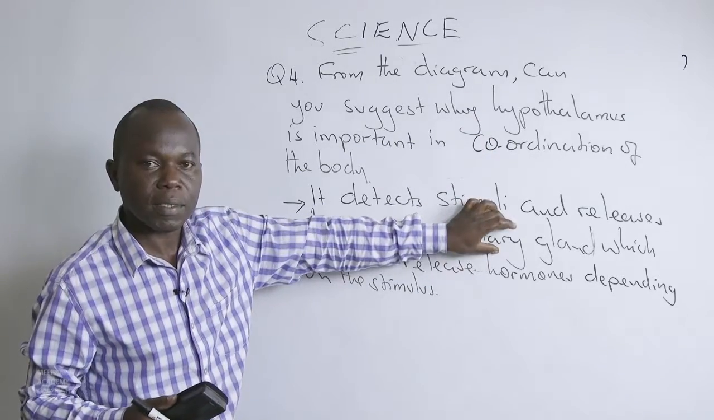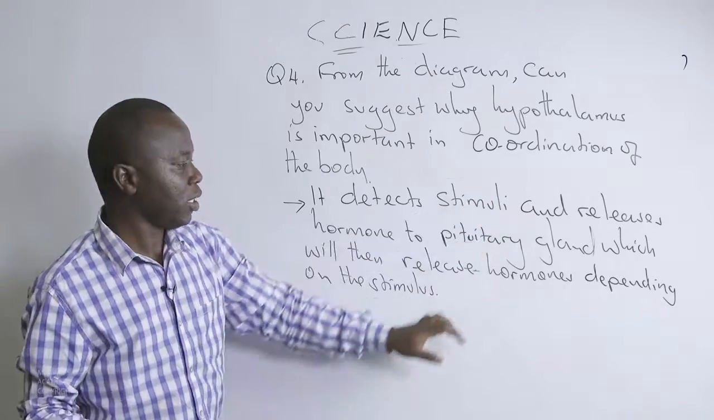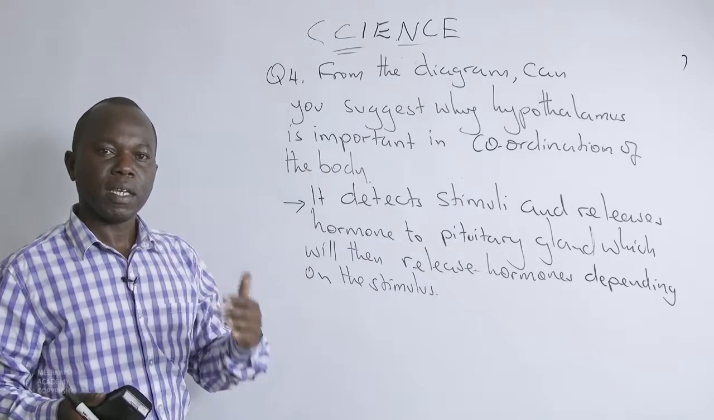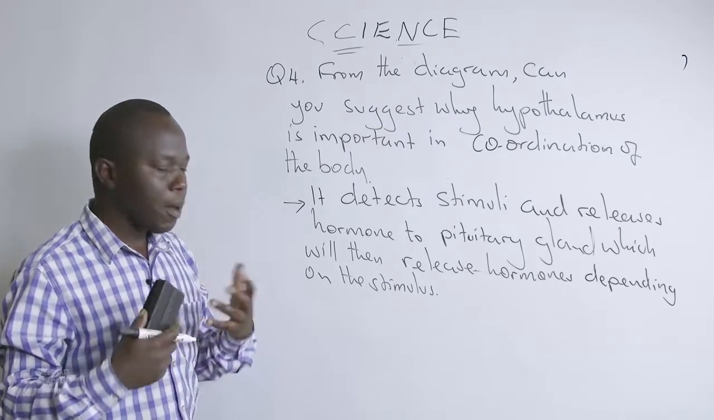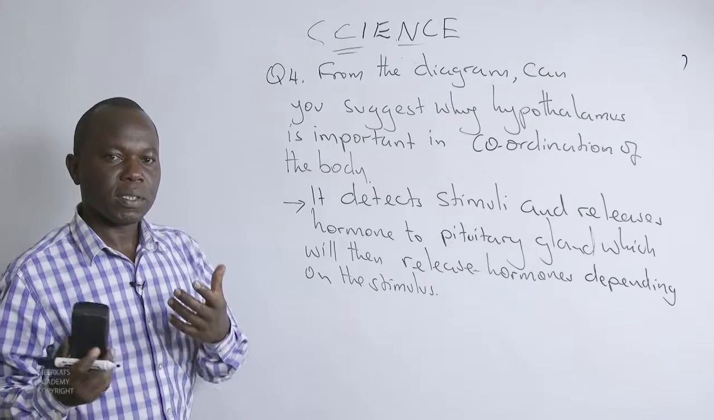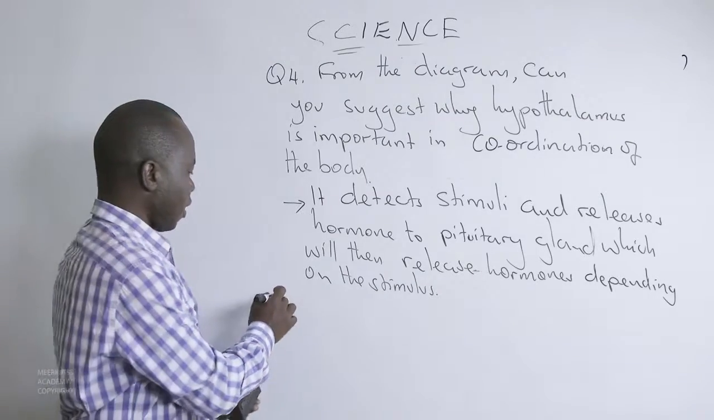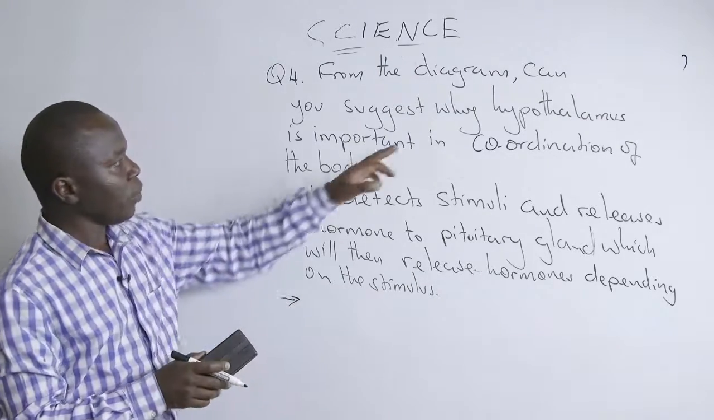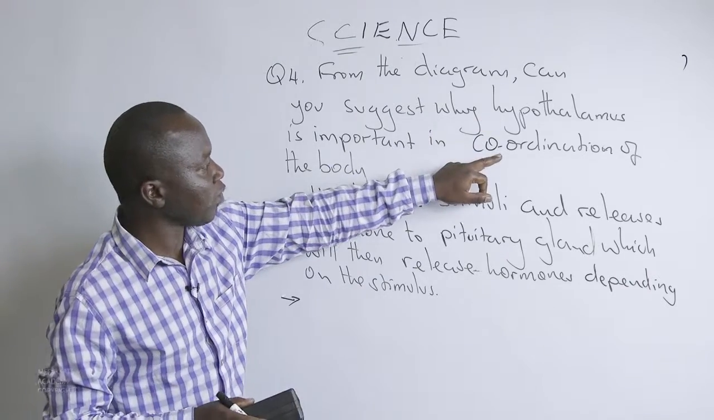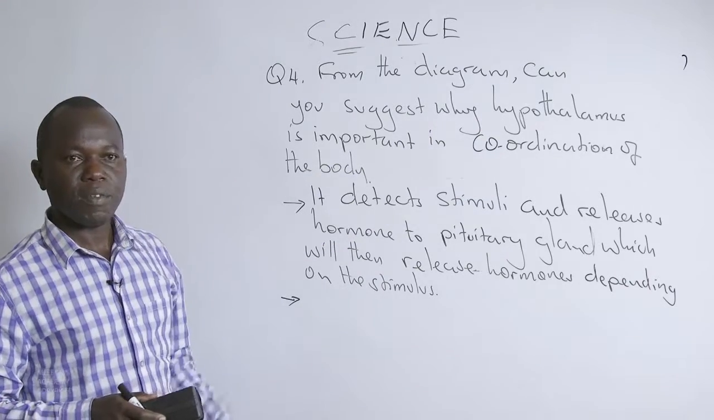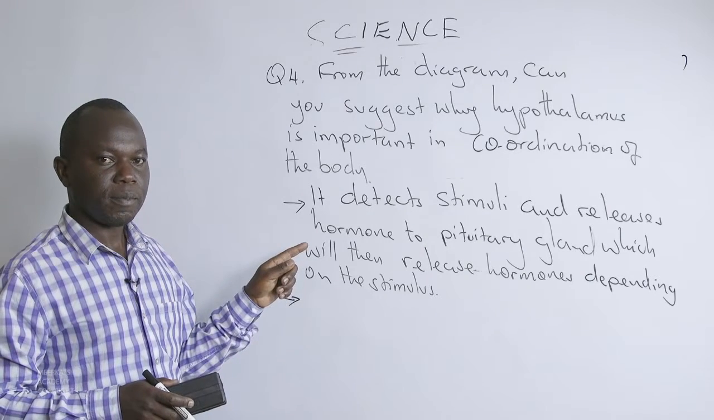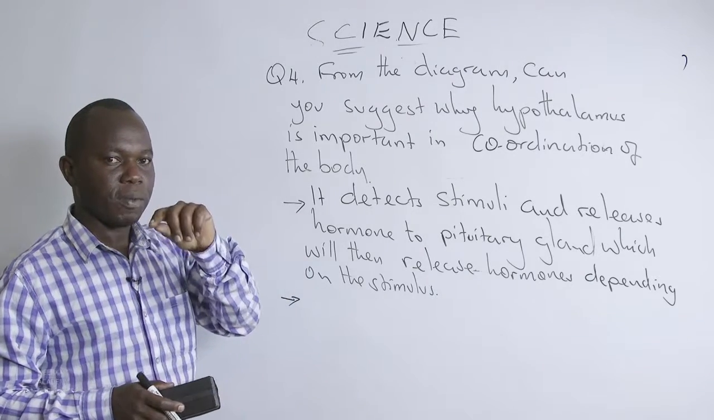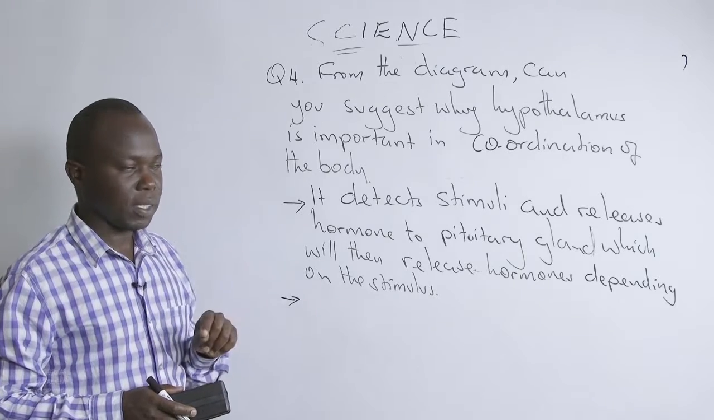So a stimuli has been detected by the hypothalamus, which releases a hormone to the pituitary gland. The pituitary gland releases another hormone, ADH. ADH acts on the kidney tubules, and in the process there will be high production of dilute urine. And then another way in which the hypothalamus is involved in coordination of the body. If you look at the diagram, we have a line flowing from the hypothalamus to the adrenal gland.